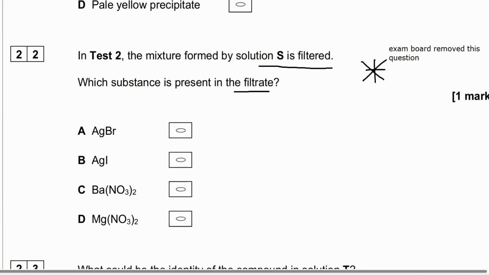So they said that in test 2, the mixture formed by solution S is filtered. Which substance is present in the filtrate? Some people think they mean which substance would be present on the filter paper. And if that was the case, it would be B, the silver iodide, because that's the solid yellow precipitate that got formed. So some people think that was the answer they were going for, and they meant to say what substance is present on the filter paper, and that would have been silver iodide. Okay, but it could have also been a different version of that. They basically said the question was wrong, worded incorrectly, and gave every single student the mark, which doesn't really help anybody.